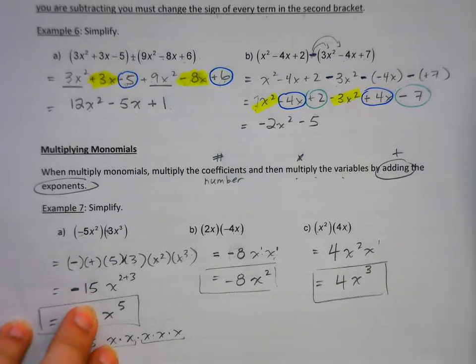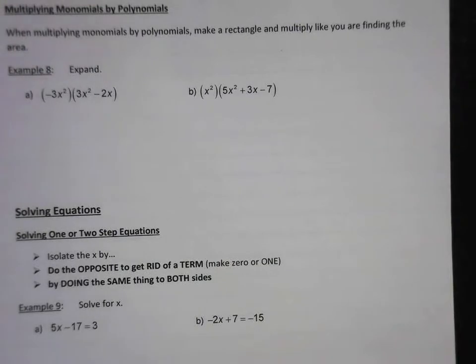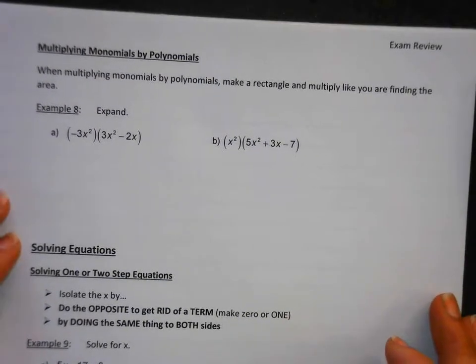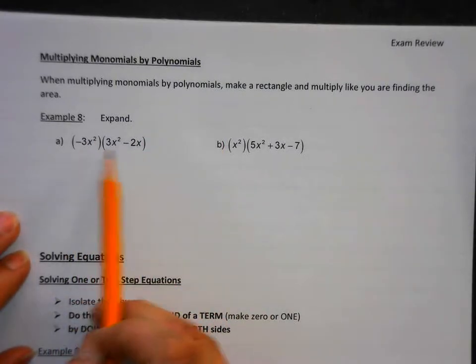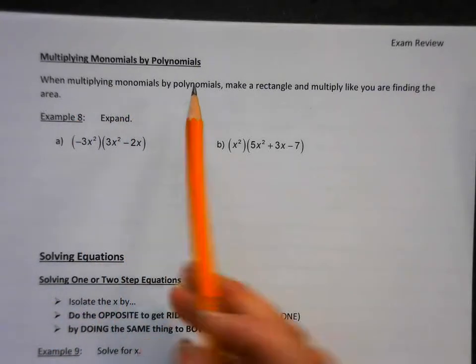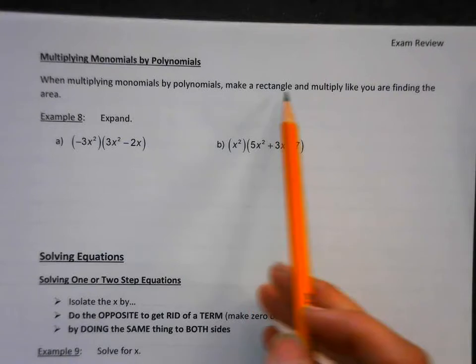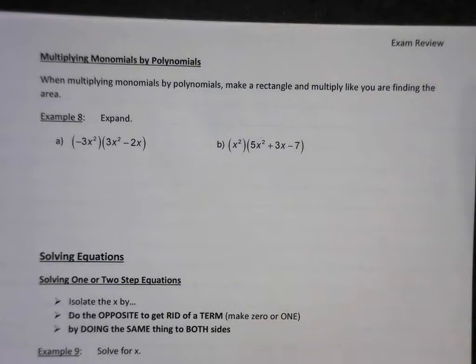All right, so let's move on to page number 7. Page number 7 is still the polynomial review, or monomials and polynomials. So now we have combination questions where I have a monomial and a polynomial, which just means more than one term. So multiplying monomials by polynomials, there are lots of big words. We can make a rectangle and multiply just like you're finding area. So I can do this with both ways. I did it 2 different ways before.